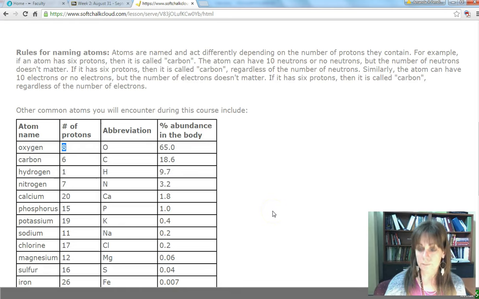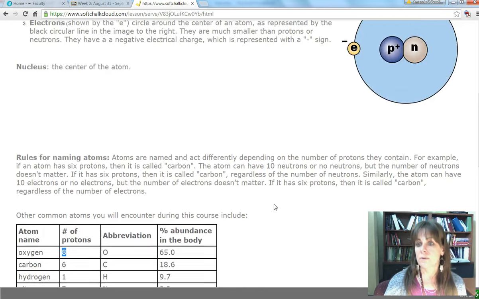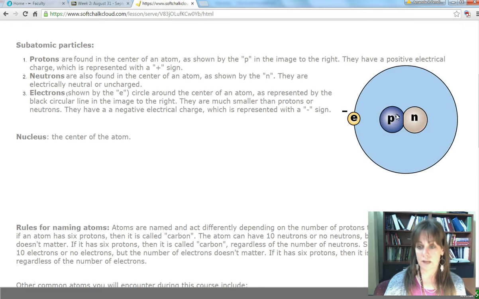Okay? And it is going to be oxygen if it has 8 protons, no matter if it's got 8 neutrons or 20 neutrons. It's got 8 protons, it's oxygen. If it's got 8 protons and it's got 8 electrons or 20 electrons, it's still oxygen. Okay, the number of electrons, the number of neutrons don't matter when you're naming an atom. Okay.